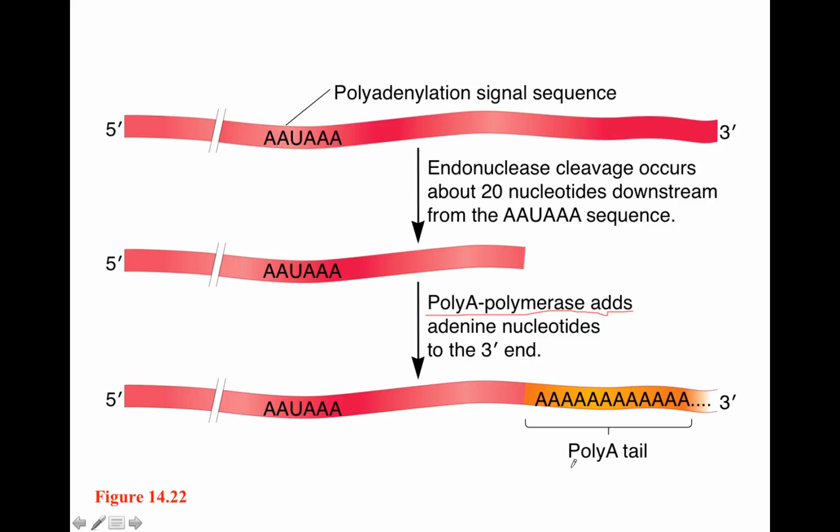Okay, so there's a PolyA tail that protects the 3' end of the messenger RNA. So now we have a messenger RNA that is protected at the 5' end with a 7-methylguanosine cap and at the 3' end with a PolyA tail.